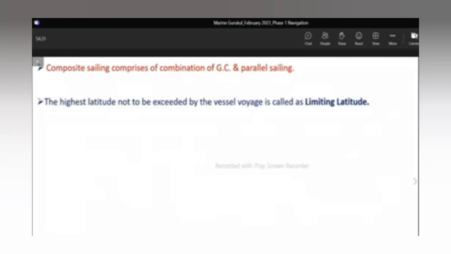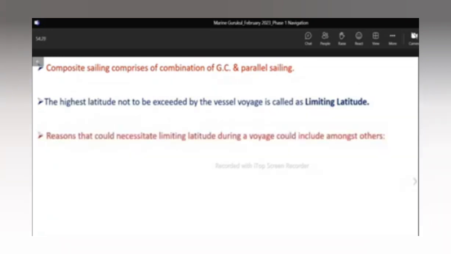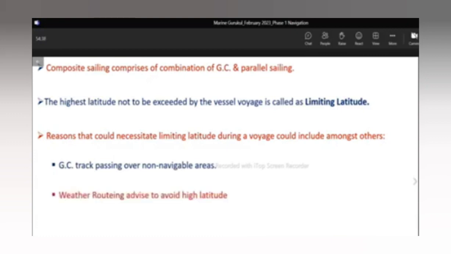Let's quickly summarize the key points of our discussion. Composite sailing comprises a combination of great circle sailing and parallel sailing. The highest latitude not to be exceeded by a vessel during a voyage is called the limiting latitude. Reasons that would necessitate limiting latitude during a voyage could include, amongst others, great circle track passing over non-navigable waters, weather routing advice to avoid high latitudes, or ice conditions in the high latitudes.